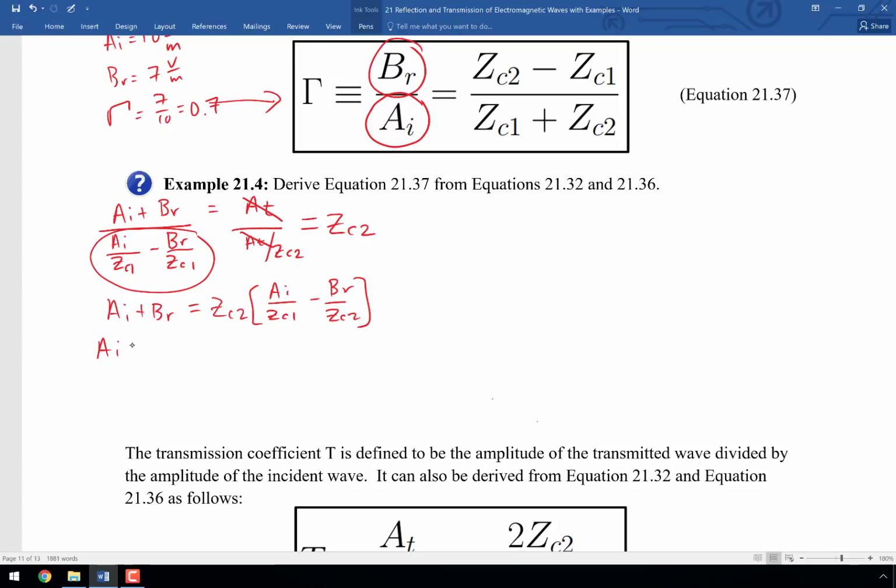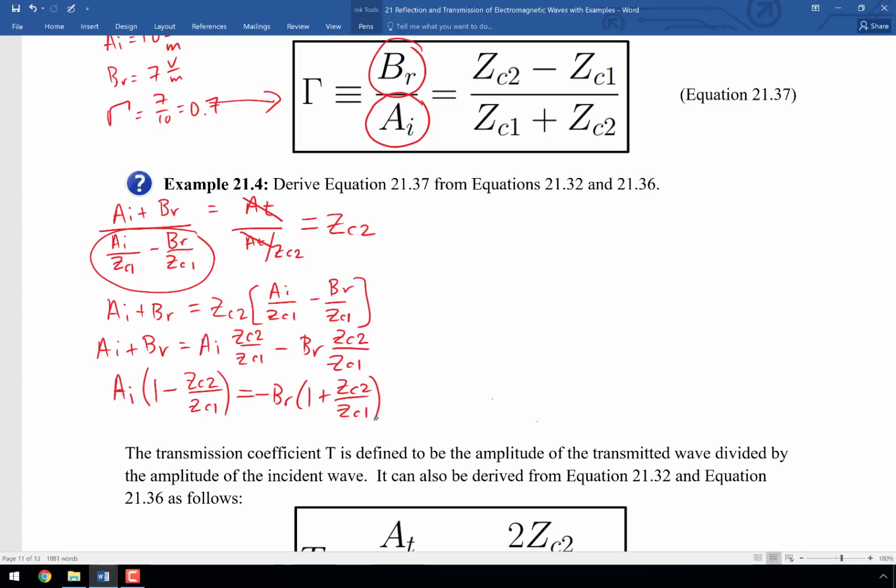Now let's concentrate on the right-hand side, and I'm going to separate this so it's A sub I times Z sub C2 over Z sub C1 minus B sub R times Z sub C2. Oh, that's a mistake. Sorry, this should have been Z sub C1 divided by Z sub C1. Now I'm going to put all the A I's on the left and all the B R's on the right. So A I times 1 minus Z sub C2 over Z sub C1. And then on the right, I'm going to get minus B R times 1 plus Z sub C2 over Z sub C1.